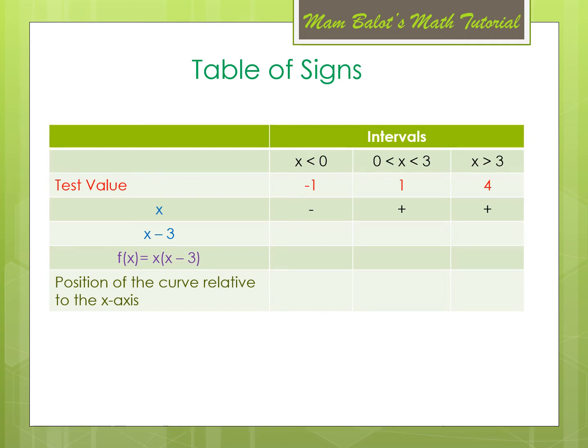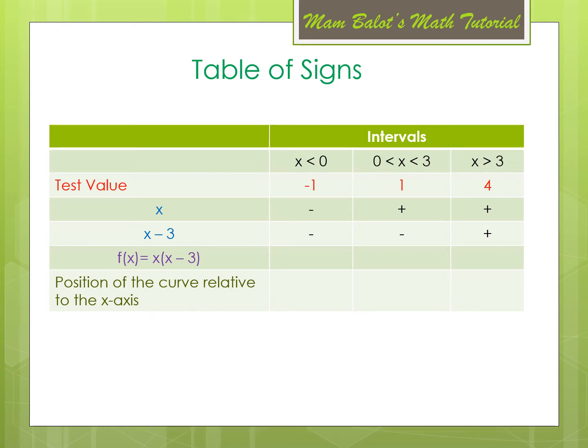For the second factor, which is x minus 3, we substitute -1, so that becomes -1 minus 3, which makes -4. So the result is negative. Then for 1, that becomes 1 minus 3, which is equal to -2. So the result is also negative. And if we have 4, 4 minus 3 is equal to 1, so the result is positive.